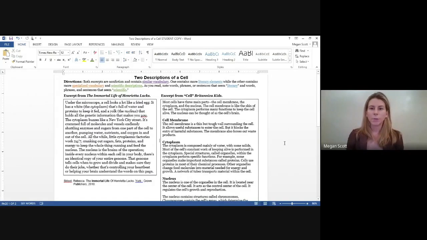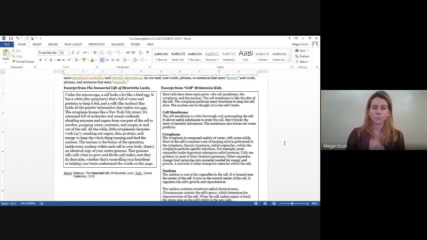Most cells have 3 main parts: the cell membrane, the cytoplasm, and the nucleus. The cell membrane is like the skin of the cell. The cytoplasm performs many functions to keep the cell alive. The nucleus can be thought of as the cell's brain. Cell membrane. The cell membrane is a thin but tough wall surrounding the cell. It allows useful substances to enter the cell, but it blocks the entry of harmful substances. The membrane also forces out waste products.